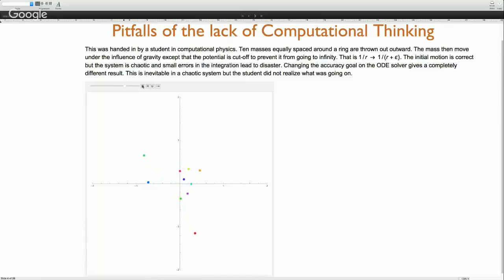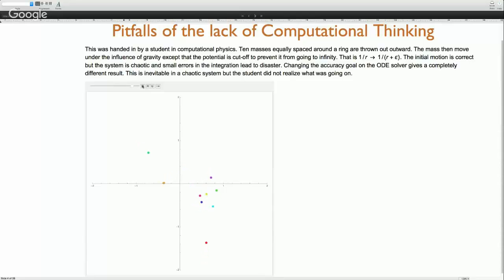different result. And actually, I would have been completely fine with this had he realized what was going on and used this to discuss chaotic systems. But instead, he thought this was physically relevant and meaningful.